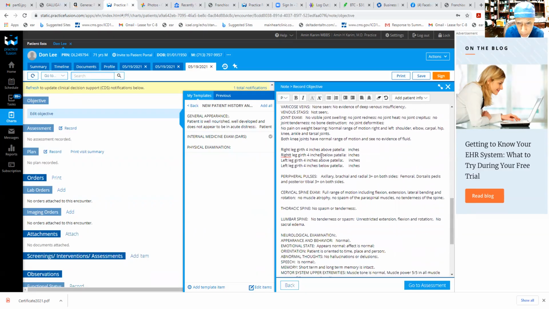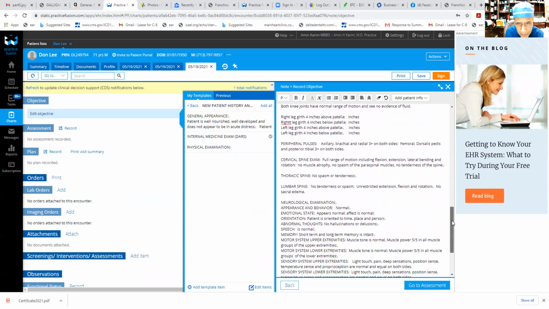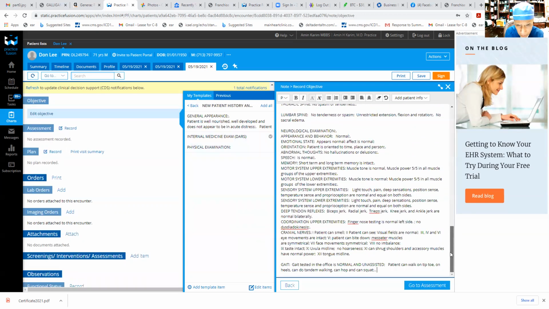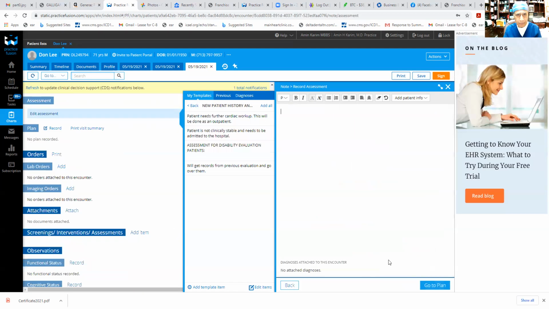You do the girth 4 inches above the patella and 4 inches below the patella to look for muscle wasting. Cervical exam, neurological exam has to be done as much as possible, including sensations, reflexes, coordination, gait, stance, everything. Gait has to be tested, and I'll show you how to do that. You have to make the patient walk on tiptoe, heels, tandem walking, hop, and squat. Okay, all this complete exam has to be done just once. Assessment.